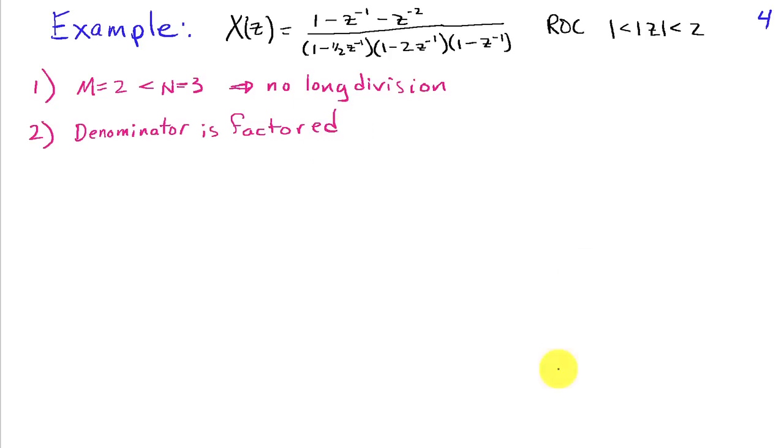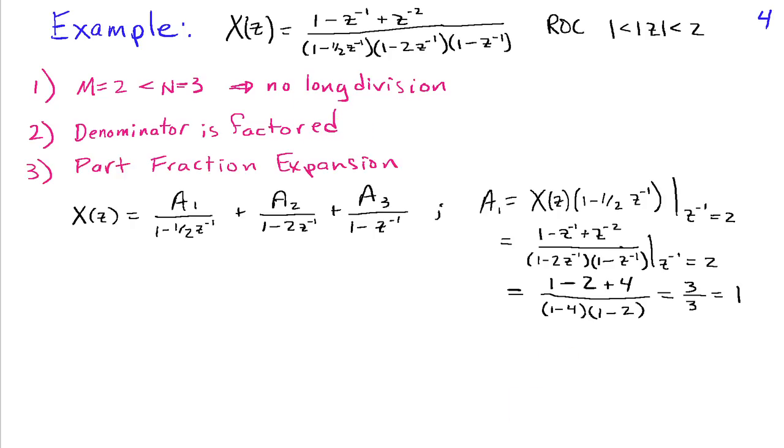So we'll move directly to the partial fraction expansion step, and in this case I'm going to write X(z) as a coefficient A1 divided by the first pole, 1 - 1/2 z^-1, plus a coefficient A2 divided by the second pole, 1 - 2z^-1, and then a coefficient A3 divided by the third pole, 1 - z^-1. So then we're going to solve for A1, A2, and A3 so that this sum expansion is equal to the original X(z).